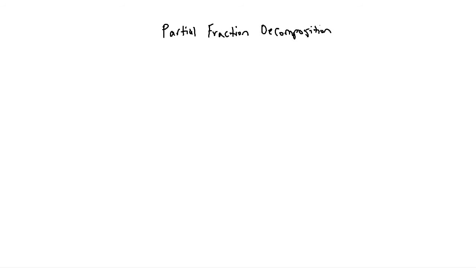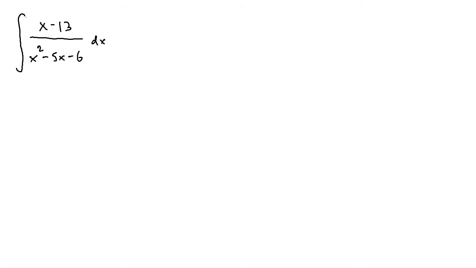So let's take a look at integration by partial fraction decomposition. Looking at the integral of x minus 13 over x squared minus 5x minus 6, the two biggest indicators for when you should use partial fraction decomposition are when your fraction is bottom heavy, so the highest degree of the denominator is bigger than the highest degree of the numerator, and when you can break the denominator of the fraction up into linear factors.